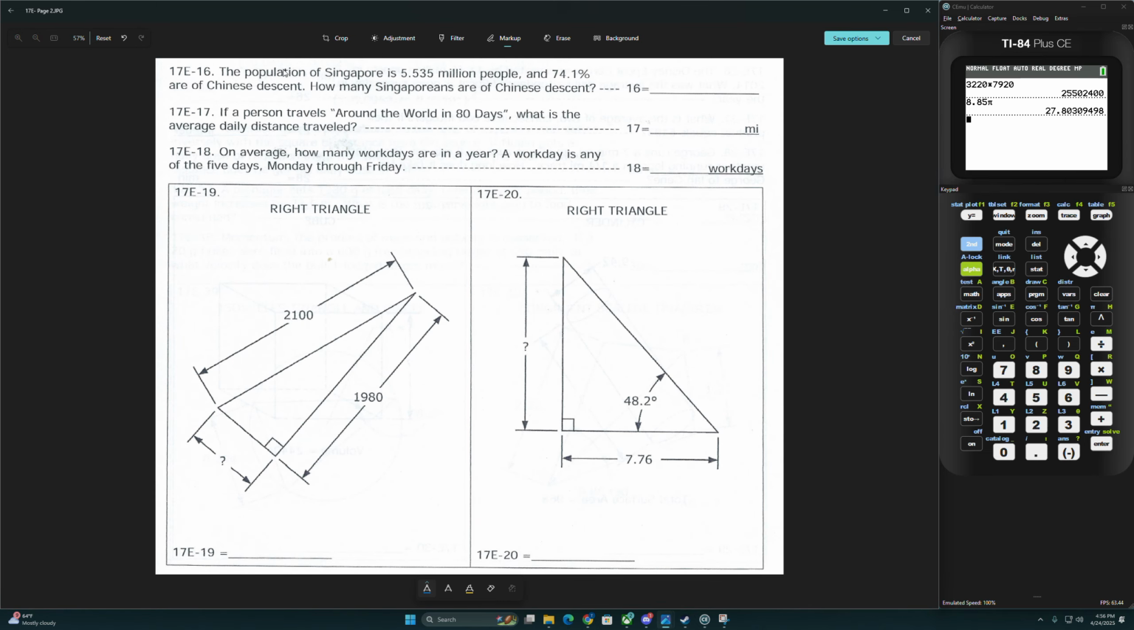Markup. All right. The population of Singapore is 5.535 million people, and 74.1% of are of Chinese descent. How many Singaporeans are of Chinese descent? That's just really easy. All right, 0.741. That's the same, just converting percentage to decimal, multiplied by 5.535 million. You can multiply that by 10 to the 6th.